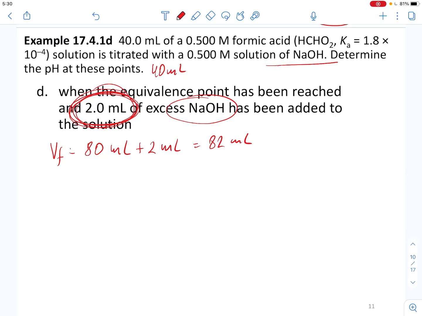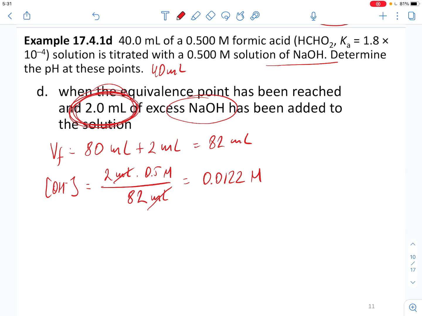Okay, so now to calculate the concentration of hydroxide at that point, the only hydroxide that you will have in solution are the ones coming in those 2 milliliters, because the previous 40 have already been consumed. So we can use the dilution equation. We have 2 milliliters times 0.5 molar divided by 82, because that's your final volume, and this is equal to 0.0122 molar. Okay, remember this is hydroxide.